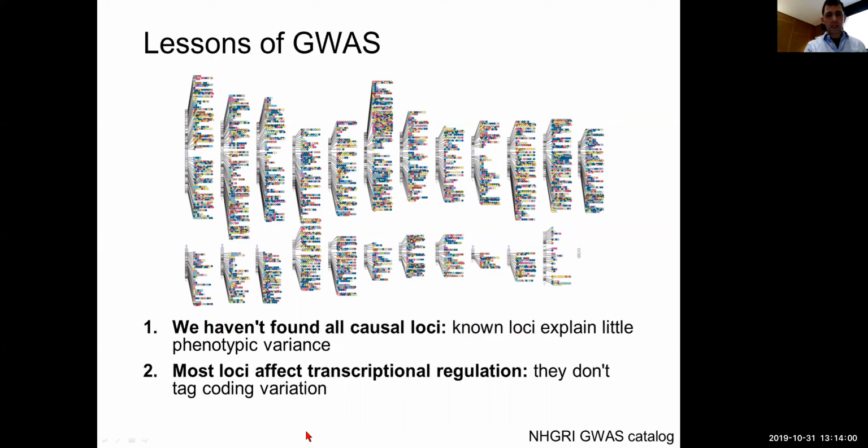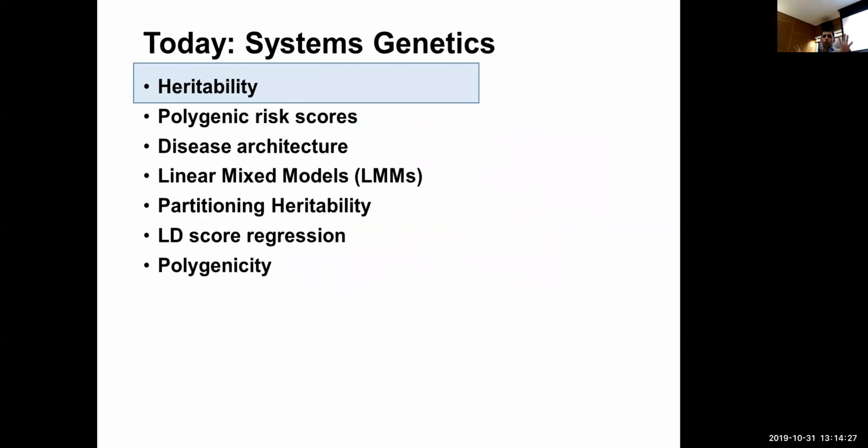We've also seen that most of the loci, in fact, affect transcriptional regulation. They do not tag coding variation. They mostly tag gene regulatory circuitry. And that's where the systems biology of gene regulation and all of these regulatory genomics techniques that we've learned and all of these epigenomic techniques for annotating regulatory elements in different cell types, that's where they will become super relevant in being able to understand what do all these regions mean. So that's the goal for today.